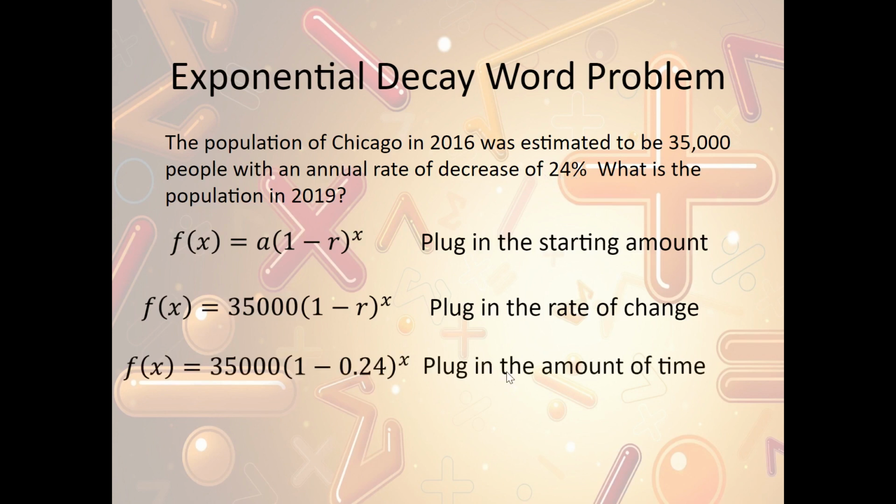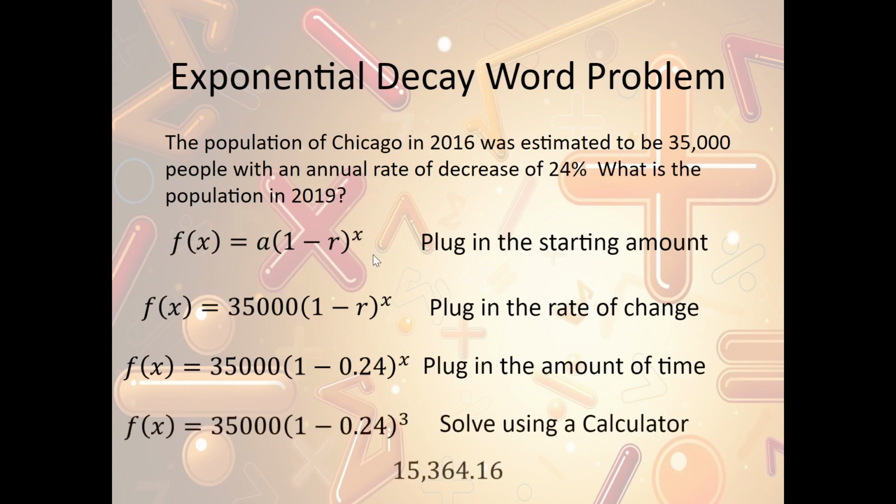And then we plug in our amount of time. The amount of time is from 2016 to 2019. That's 3 years. And then I solve using a calculator, and I get 15,364.16 people.